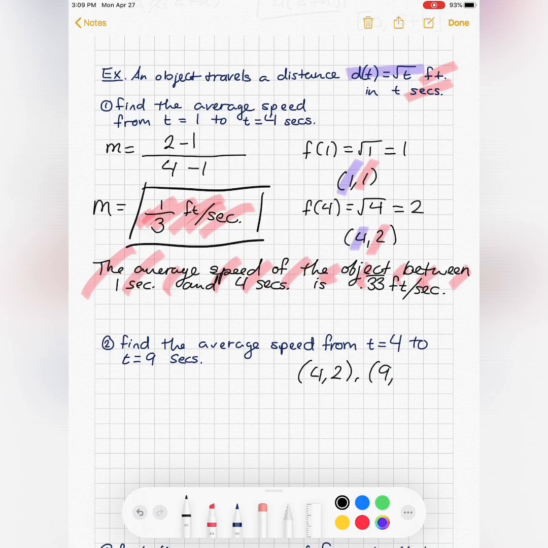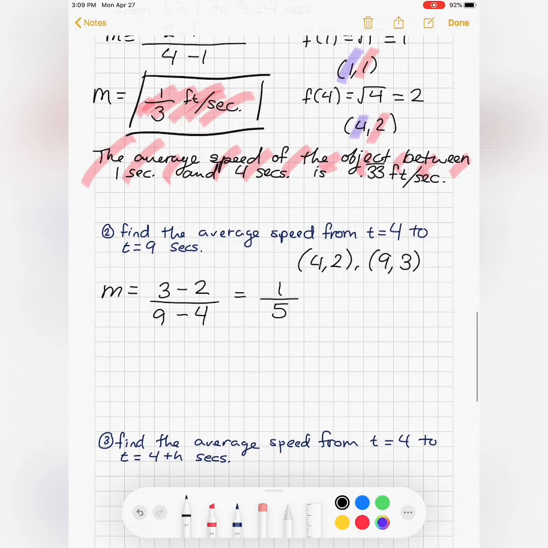Okay, if I plug 9 in that function, square root of 9 is 3. So this is very easy. So it's y2 minus y1 over x2 minus x1. So what is this one? 1/5? Okay, so what has happened to this object? I guess it's slowing down, isn't it? Because from 1 to 4 seconds, its speed is 1/3 feet per second. But from 4 to 9 seconds, its speed is 1/5 feet per second.